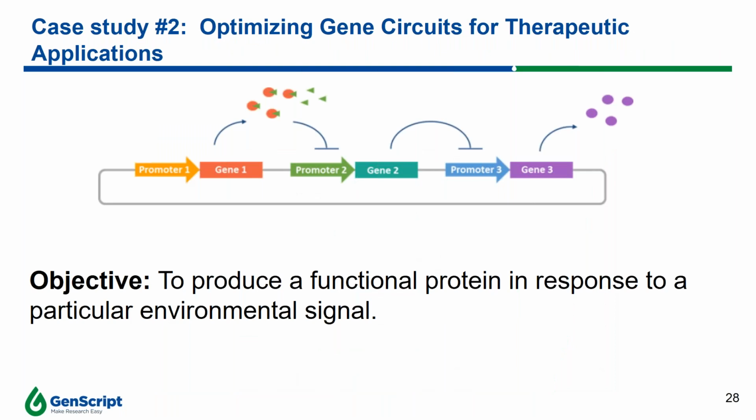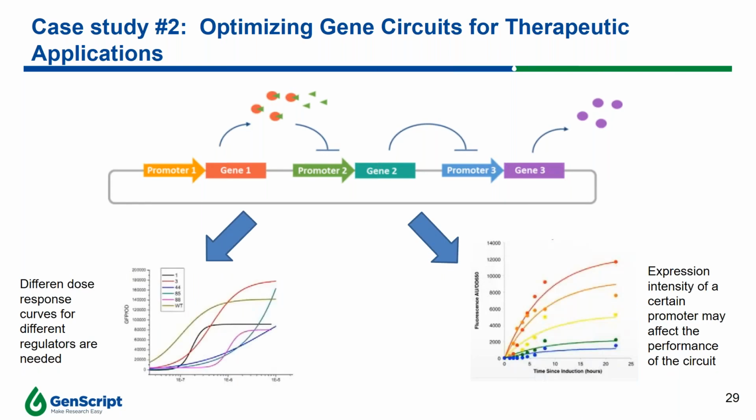And now the objective of the second case study was to produce a functional protein in response to a particular environmental signal. We know that different doses will give a different response, and the expression intensity of a certain promoter may affect the performance of the circuit. Therefore, the initial versions of the gene circuit are very likely to be non-functional.